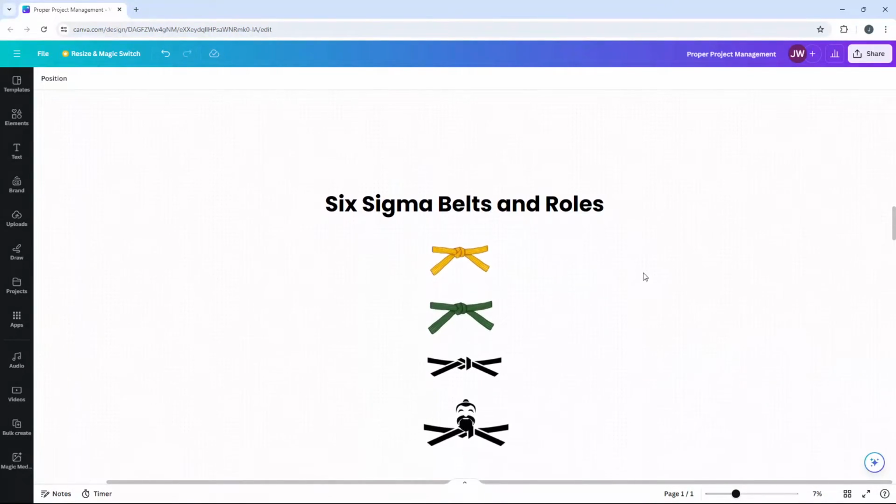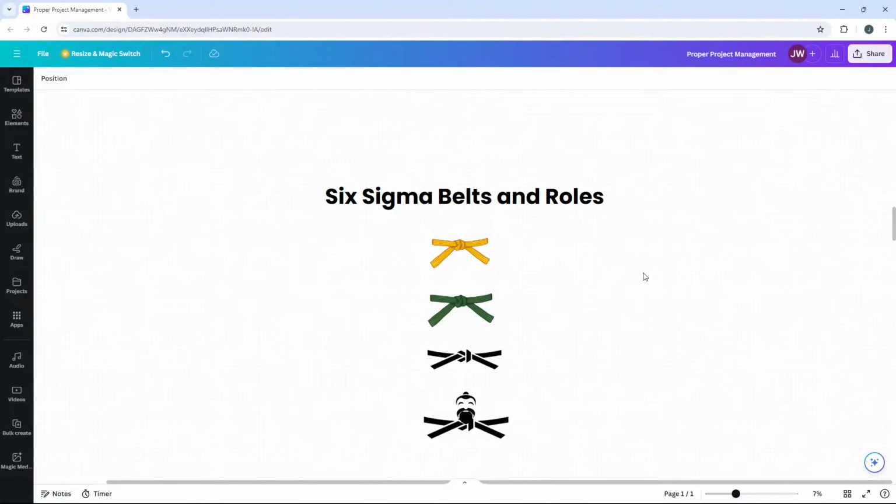So there are four different belts within the Six Sigma methodology. Six Sigma uses a belt system to designate expertise and roles. Firstly, you have the yellow belts. They have a basic understanding of Six Sigma, and they typically support project teams, assist with data collection, and provide simple improvements. Then you have green belts. They are an intermediate level and have a deeper knowledge of Six Sigma. Their responsibilities involve leading smaller projects, analyzing data more simply, and implementing Six Sigma tools.